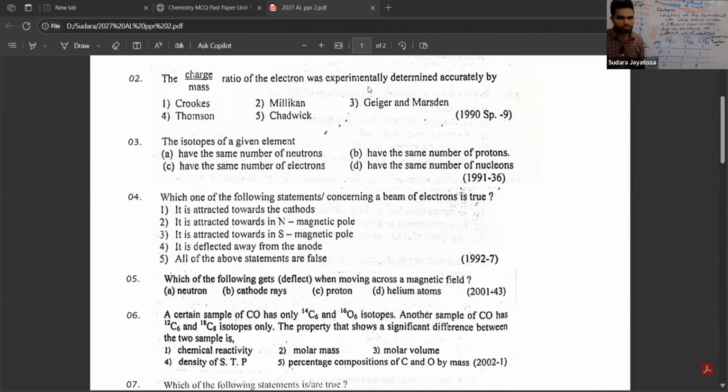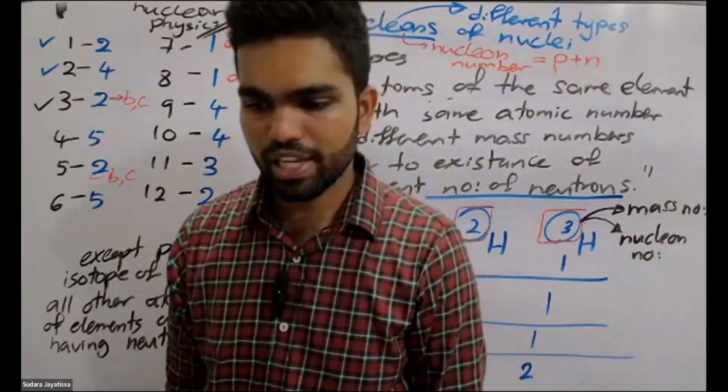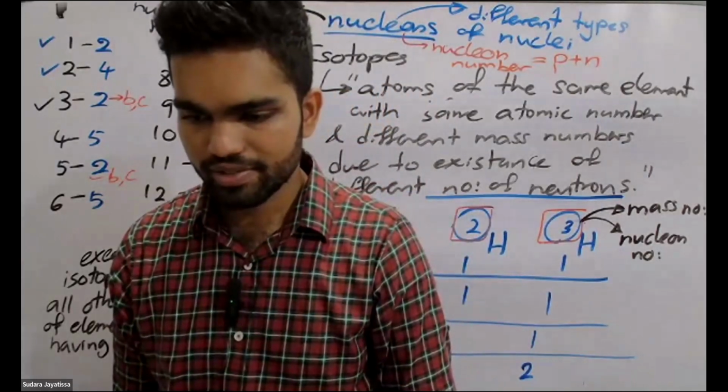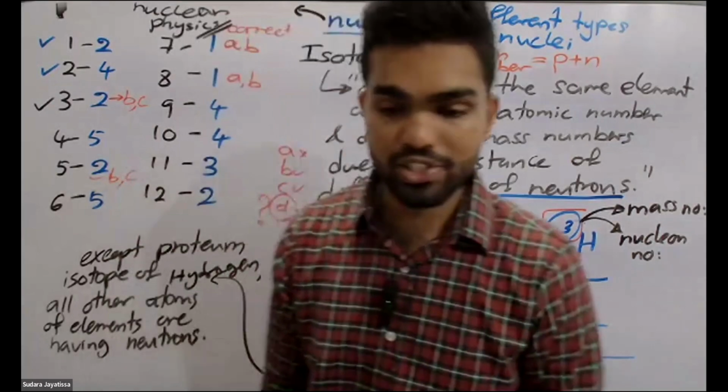Right, shall we go to the fourth one real quickly? It is asking which one of the following statements concerning beam of electrons is true. What can you give me as another name for the beam of electrons? We learned that one. A beam of electron you can call as what? Yes, very good. Cathode rays too.